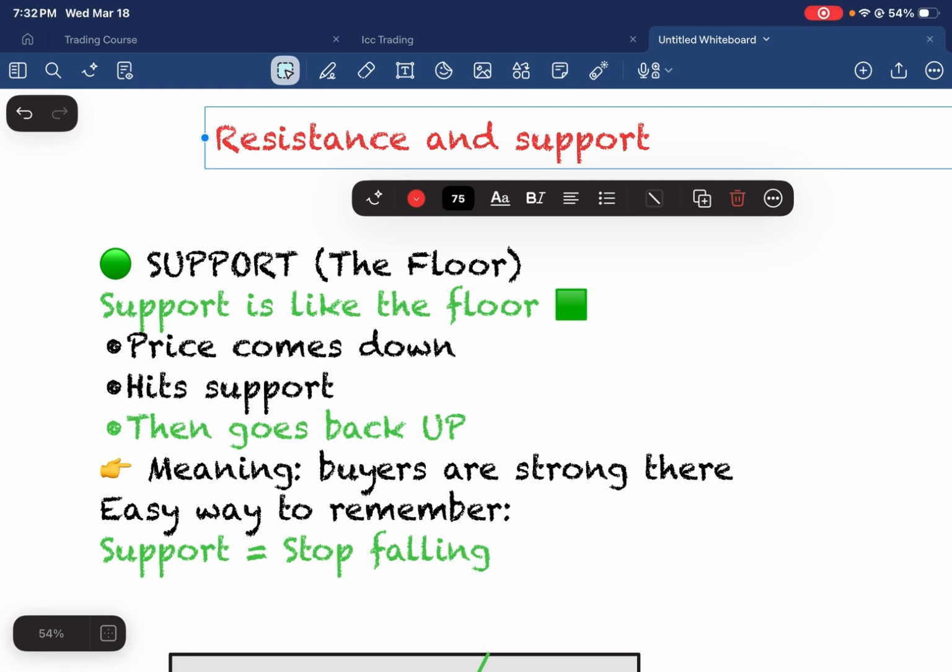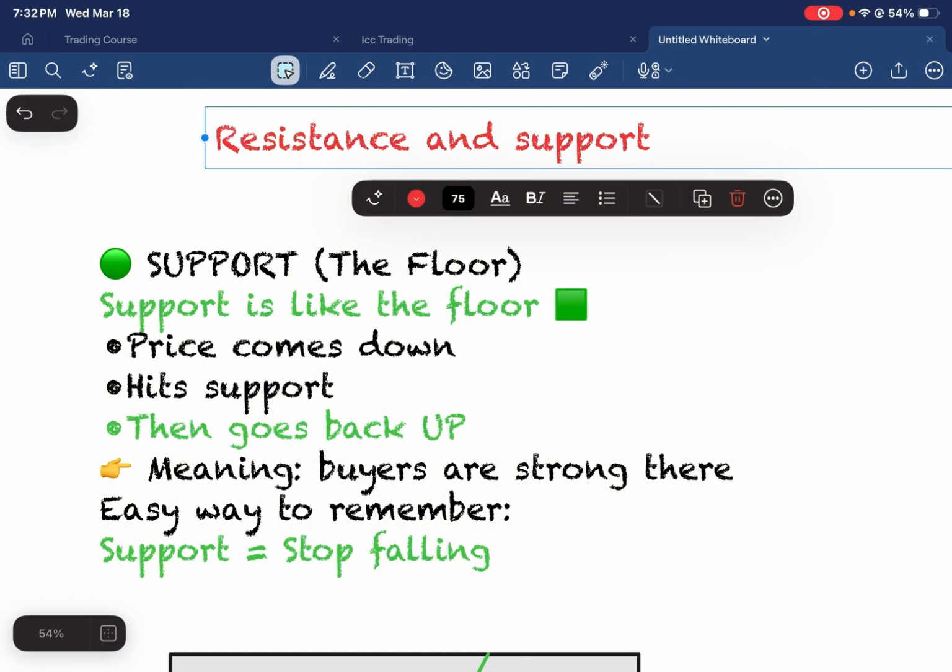Anything you don't understand, go over the video multiple times because you need to know how to mark up resistance and support to trade ICC or to trade whichever method you guys want to trade. So let's get into this topic, and we're going to go over to the charts and practice how to mark up the resistance and support, right? So we're going to start off with support.